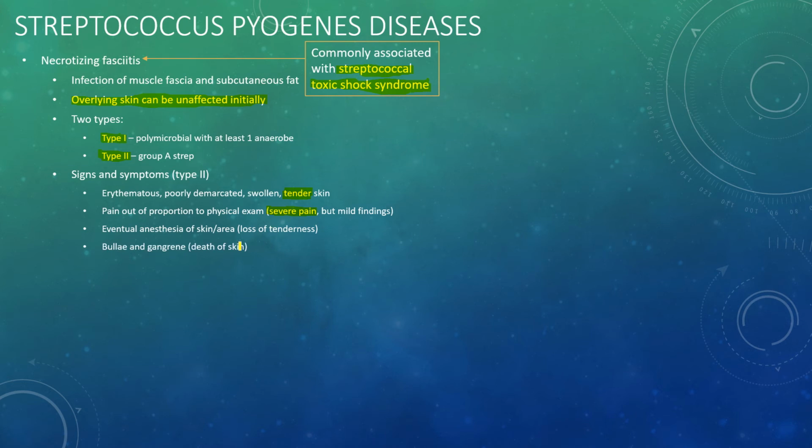And also, due to the death of skin and the extreme nature of the necrotizing fasciitis and the extent of the destruction, you can even get fluid leakage and bullae and gangrene as a result of death of the skin. And that's what we're going to be worried about and we need to treat immediately.